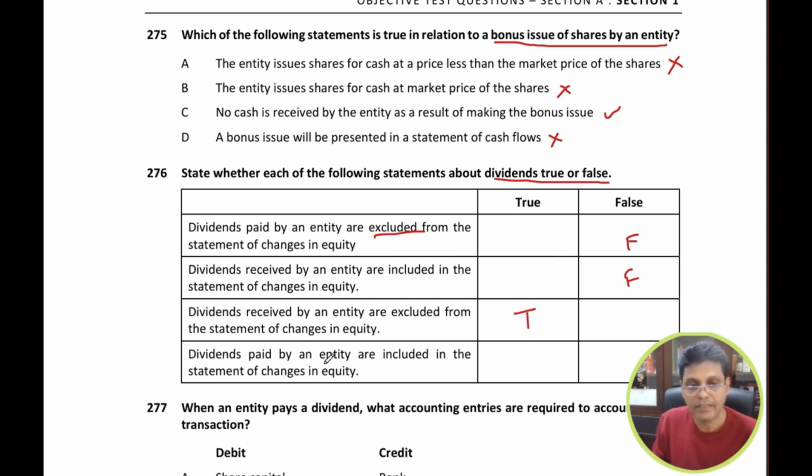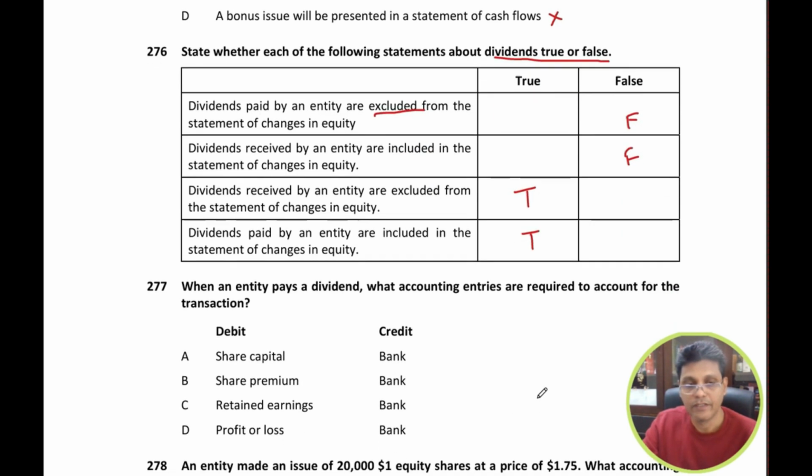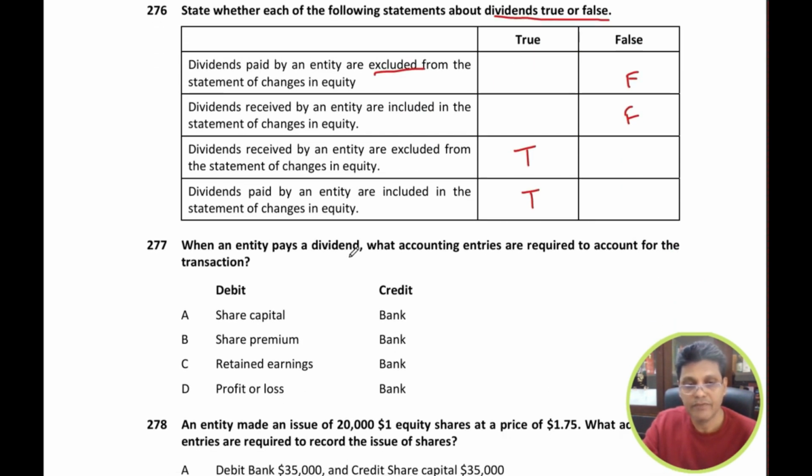Dividends paid by an entity are included in the statement of changes in equity. A dividend paid has to be in the statement of changes in equity. Okay, now when an entity pays a dividend, what accounting entries are required to account for the transaction? So when the dividend is paid, you need to credit the bank and you need to debit the retained earnings.